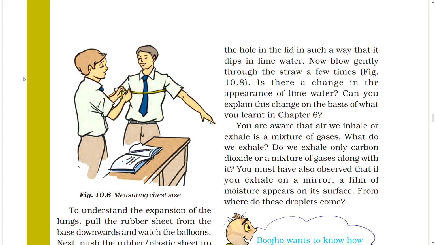You are aware that air we inhale or exhale is a mixture of gases. What do we exhale? Do we exhale only carbon dioxide or a mixture of gases along with it? You must have also observed that if you exhale on a mirror, a film of moisture appears on its surface. From where do these droplets come?